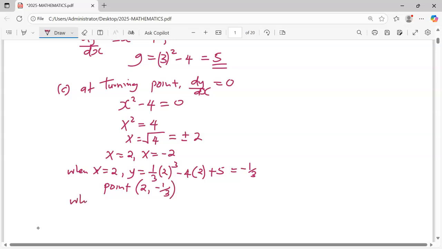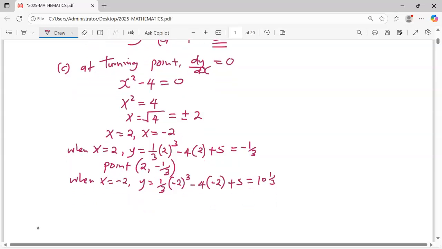Then we go and again get the value of y when x is equal to negative 2. Then y will be equal to a third into x, which is negative 2, but this one is cubed, minus 4 into the value of x, which is negative 2, plus finally 5, and this one is going to give us 10 and a third. Once we have gotten that, we can now write this point down, and the point we have is negative 2, then we have 10 and a third. These are the two stationary points so far.